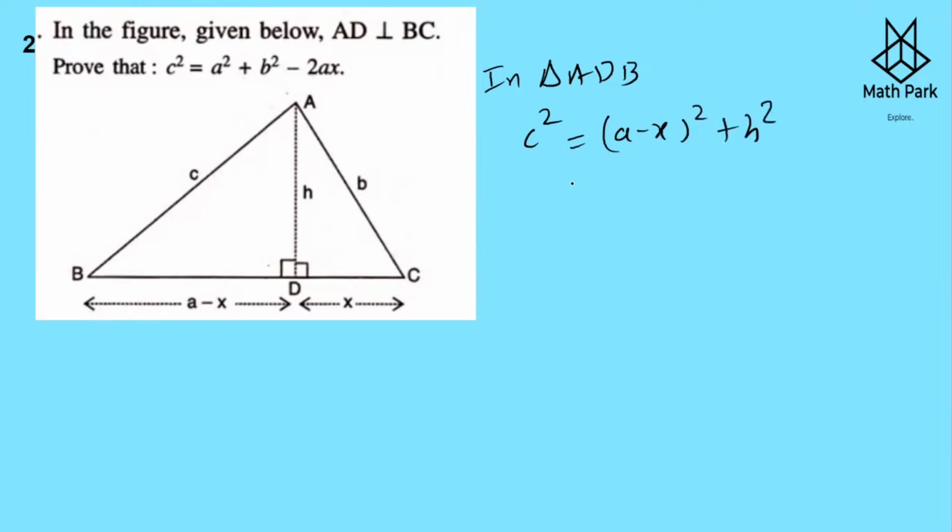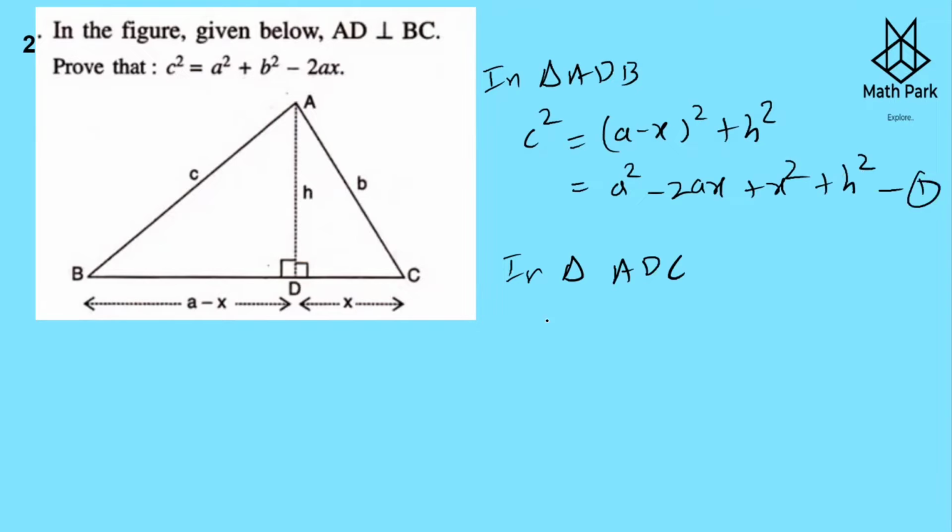Let us expand this. So we have A square, (A minus X) the whole square, A square minus 2AX plus X square plus H square. Okay. Now let us look at the triangle. So we have in triangle ADC, this is our equation number 1.